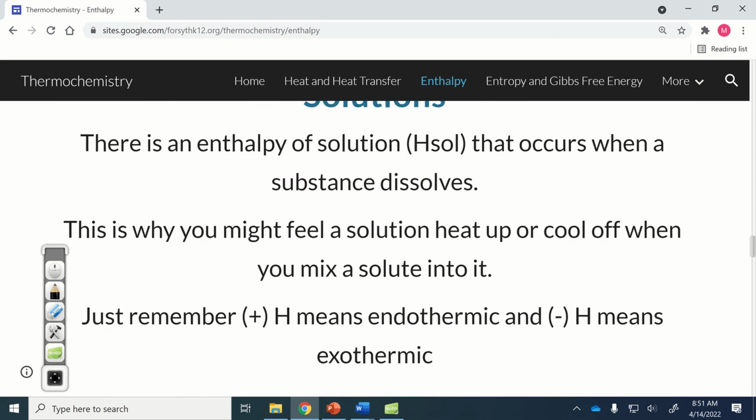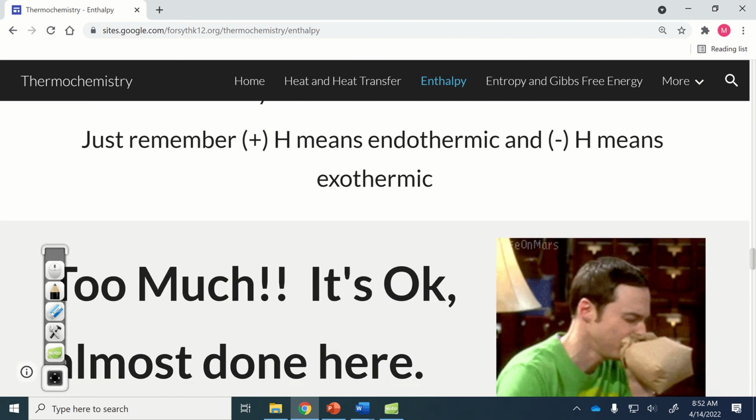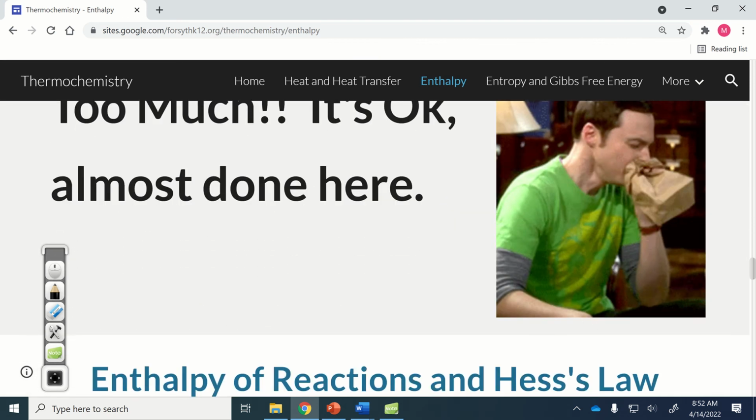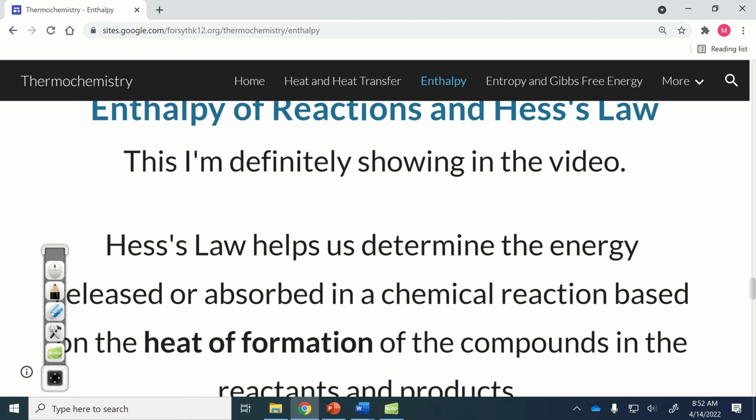If I'm looking at solutions, there is an enthalpy of solution, H sol, that involves dissolving a substance. We already mentioned it. This is why you feel a solution heat up or cool off as you add something. That shows whether you have a positive or negative enthalpy involved. If it heats up, you have a negative enthalpy. If it cools off, you have a positive enthalpy. Energy's pulled in. So, I know, that's a lot to deal with here. We're good though.